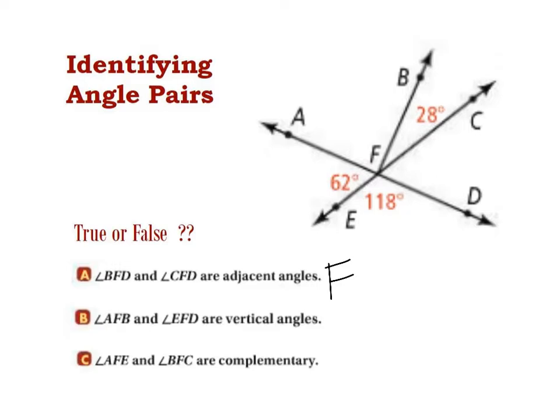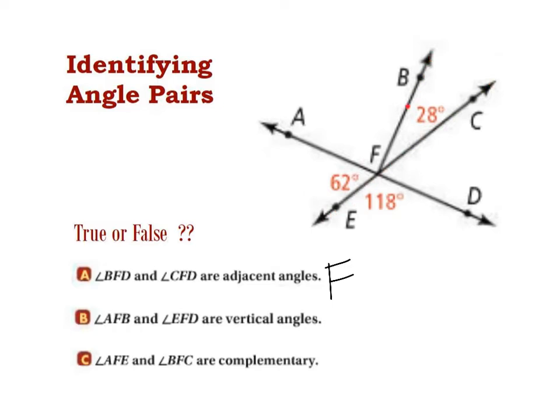All right, let's try again. Angle AFB, that's this one here, AFB. Remember, you just wrap around the angle. And EFD. Now, it says they're vertical angles. If you'll recall, vertical angles are formed by intersecting lines. And I can see I have an intersecting line here and an intersecting line here.